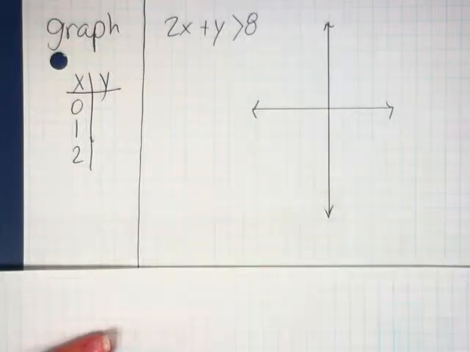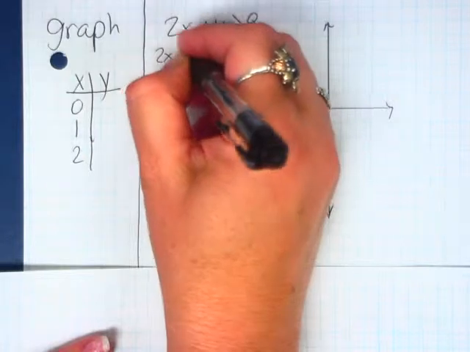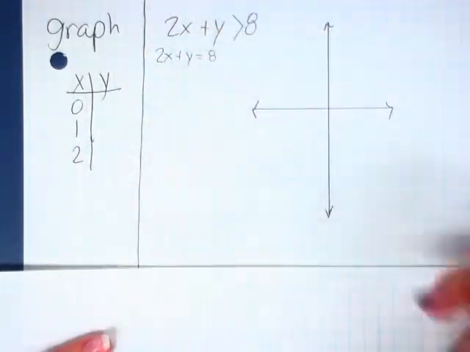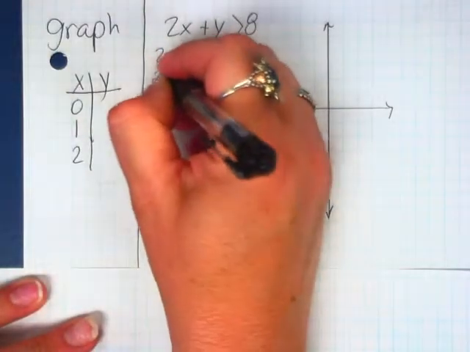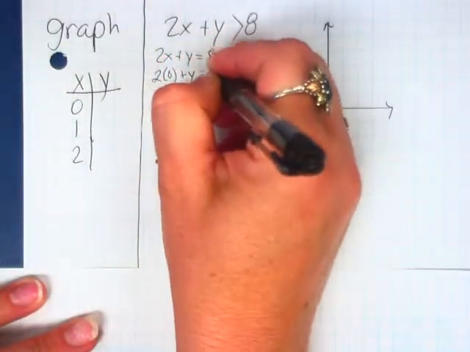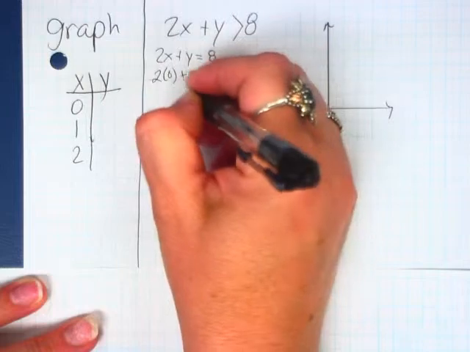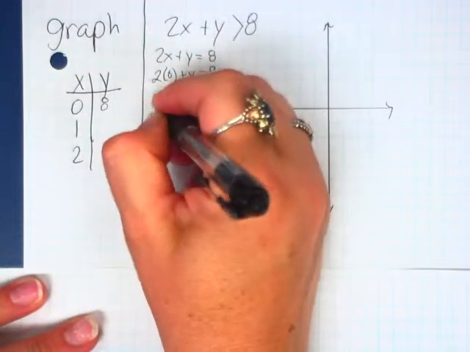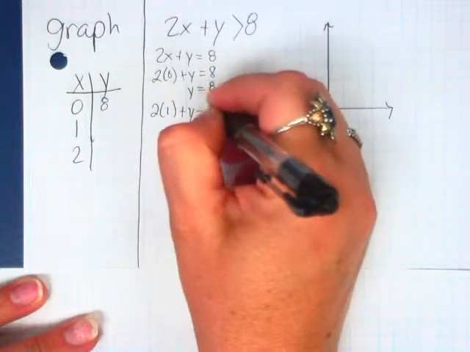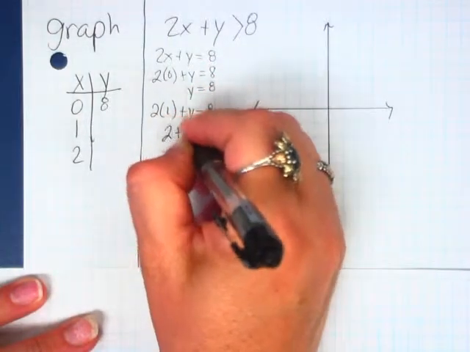So right now we're looking at the inequality 2x + y > 8. Remember, we're going to treat it like it's an equal sign. We're going to plug in x is 0, and I get 0 + y, so y equals 8. So now let's plug in the 1. We get 2 + y = 8.